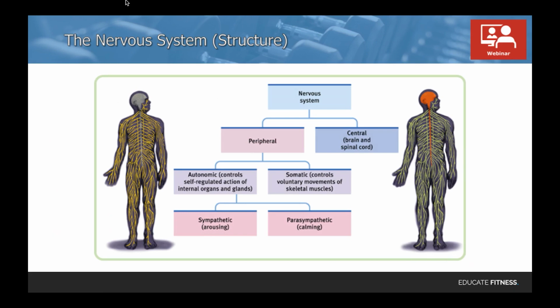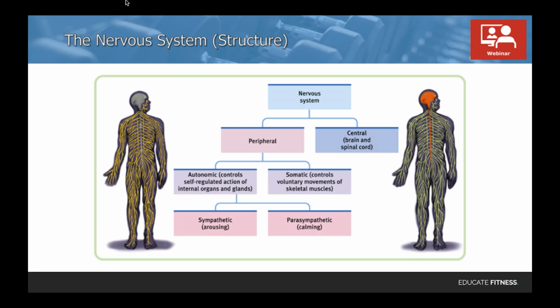Your peripheral branch actually branches off into a further 2 branches, known as the somatic branch, which controls voluntary movements. So when you want to move your body, walk from A to B, perform a squat, perform a bicep curl, you would be using your somatic branch as we are controlling that movement. It is a voluntary movement.